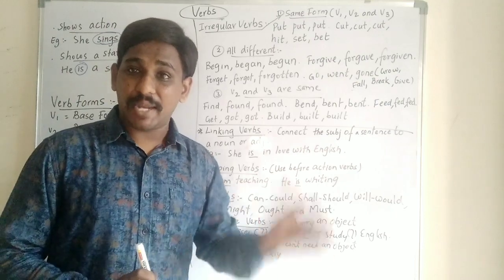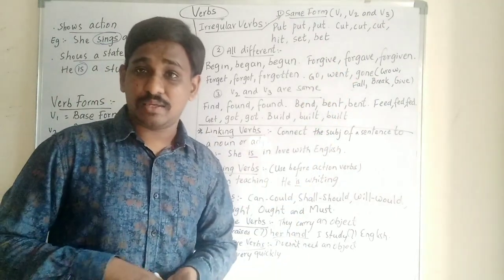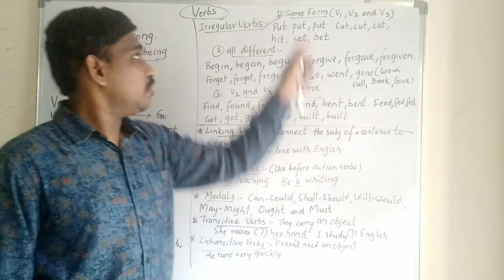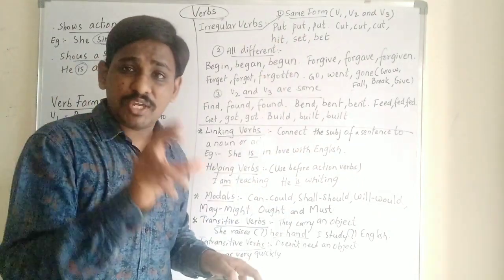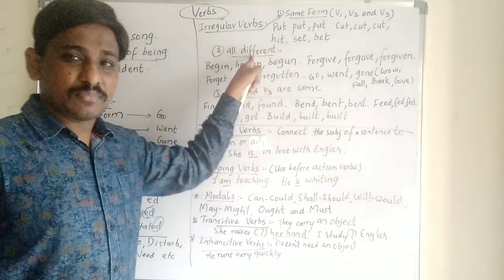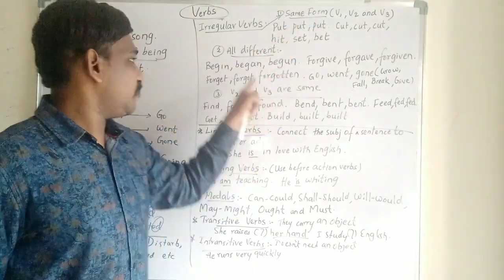Bet, bet, bet. It's not beat, bet. It's bet, as in you bet for something. I bet I will win the match. There's a meaning of bet here. So the first part is all V1, V2, V3 having the same words. Second one, all are different. Here all are the same, here all are different.